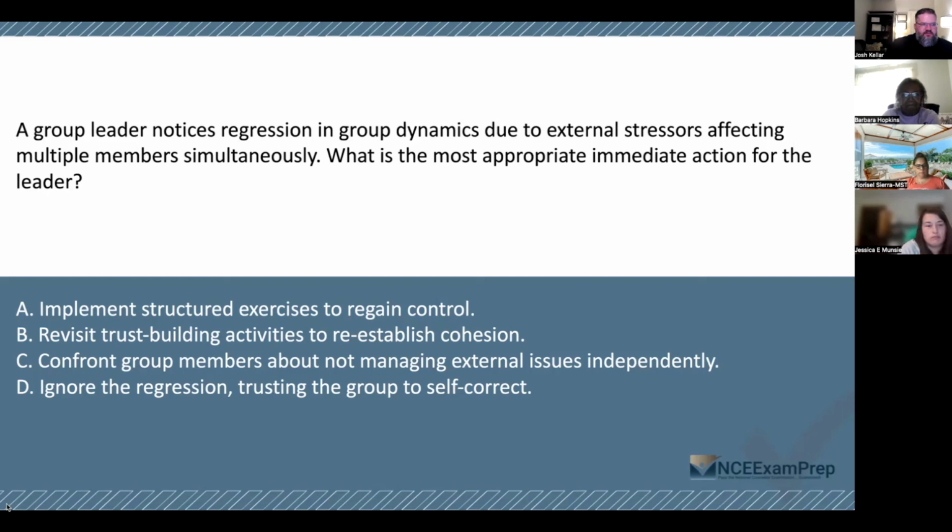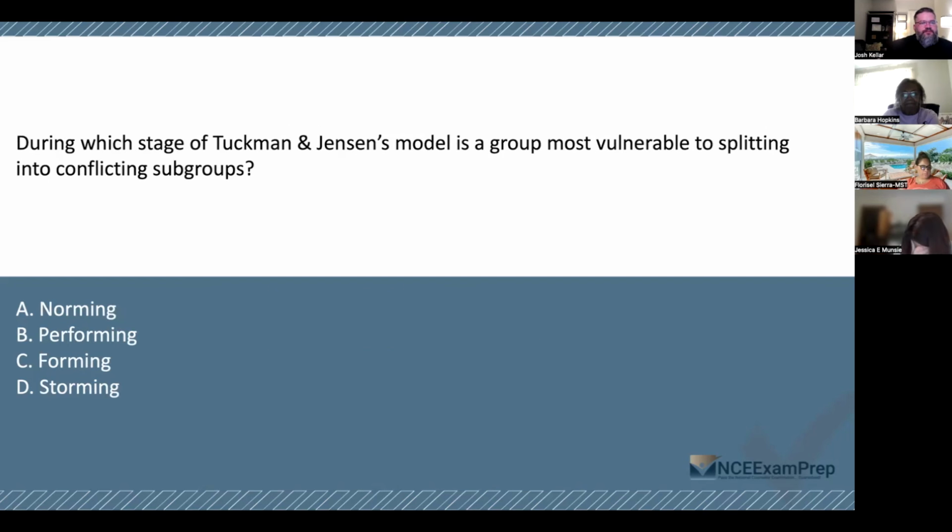Okay, heard several different responses there. Maybe everybody in the chat's giving B. Anybody else want to weigh in real quick? Or we all think it's B? You're correct. That's B, right? Revisiting trust-building activities to reestablish cohesion due to external stressors.